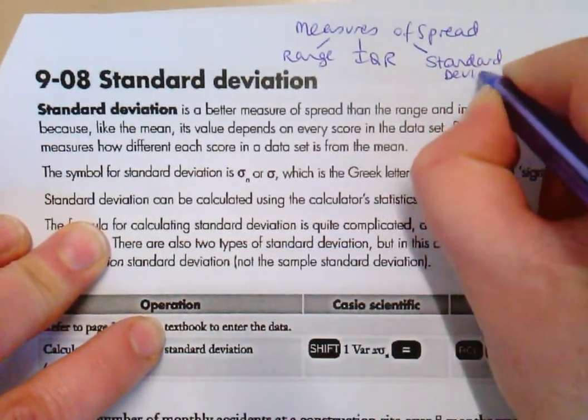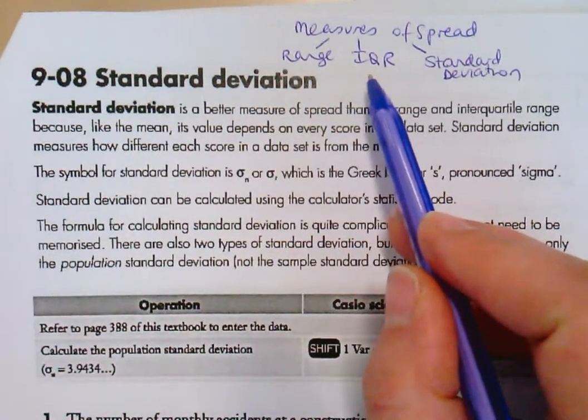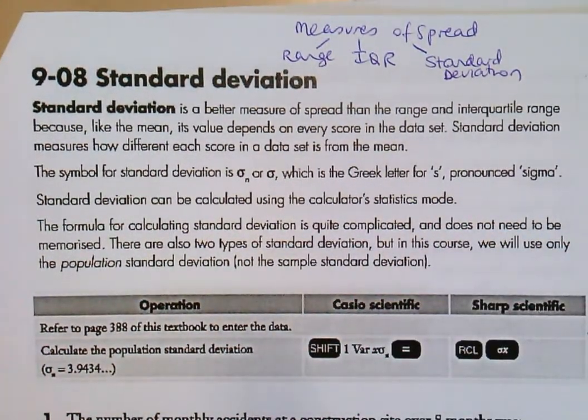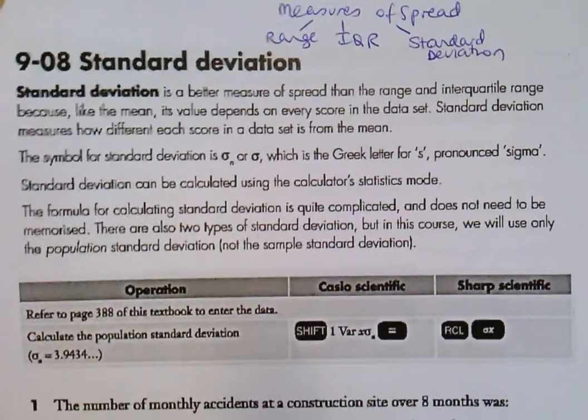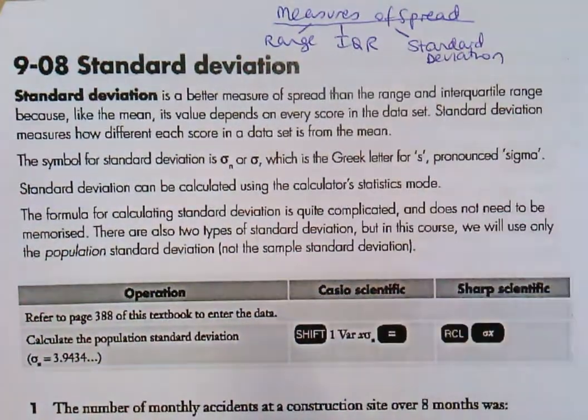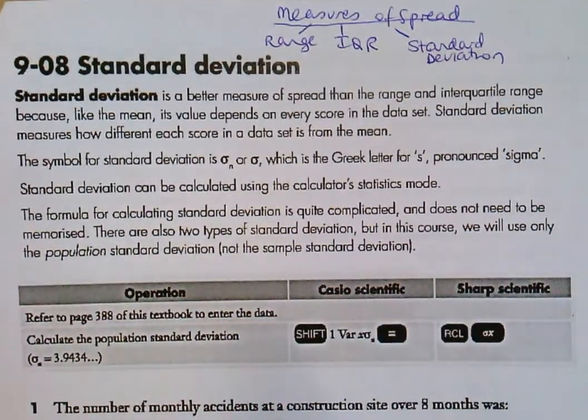Now, range is just highest score minus lowest. Doesn't tell you much about the spread of scores. Includes outliers, like I said, doesn't tell you much. Interquartile range is that one step better. It's just the middle 50% of scores, Q3 minus Q1. And the standard deviation is the best measure of spread. The standard deviation is the best measure of spread because it takes into account every single score.